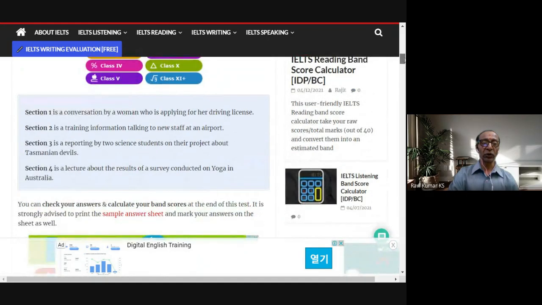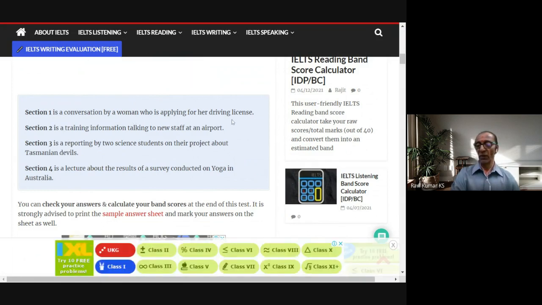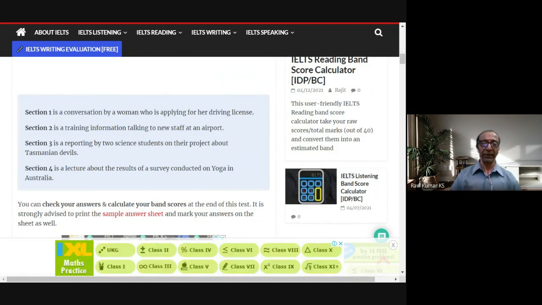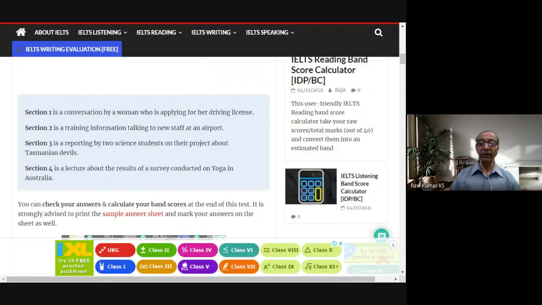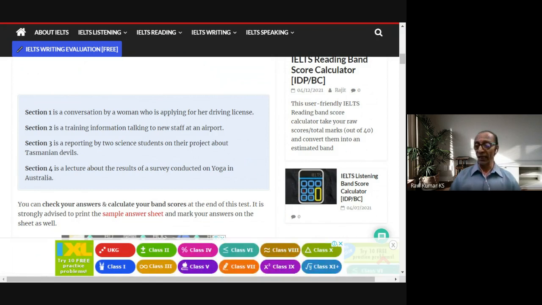Okay, great. So here you see there are 4 sections. The instructions are very clearly given. Section 1 is a conversation by a woman who is applying for her driving license. These are the instructions you have to read and understand clearly. Then section 2 is training information talking to new staff at an airport.